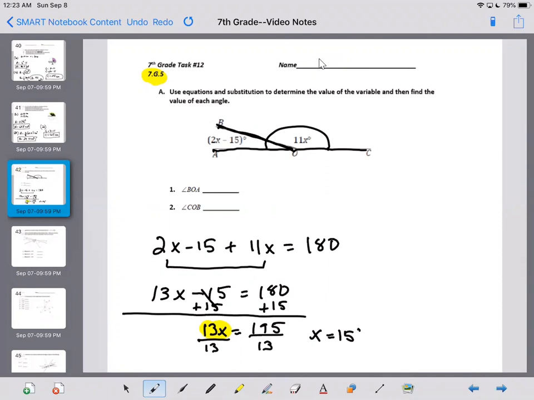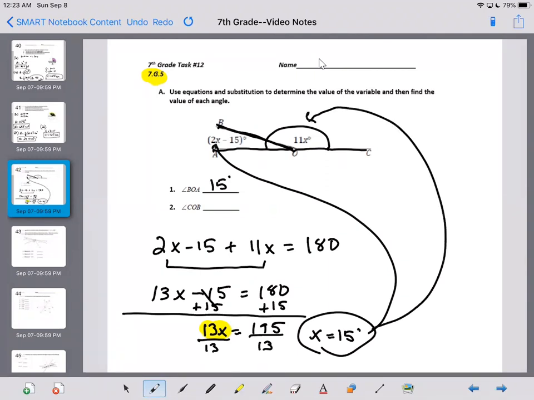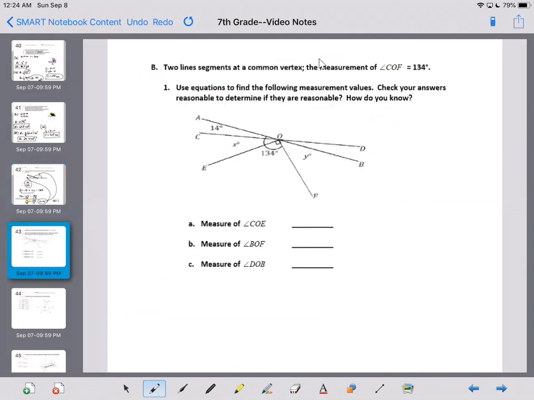So you would take 15 degrees and substitute it. So what's 2 times 15? That's 30. 30 minus 15, it just happens to be 15 as our answer. And then if we take 15 times 11, that would be 165. Well, remember, 165 plus 15, 165 and 10 is 175 plus 5. There's your 180. It does check to be 180 degrees.